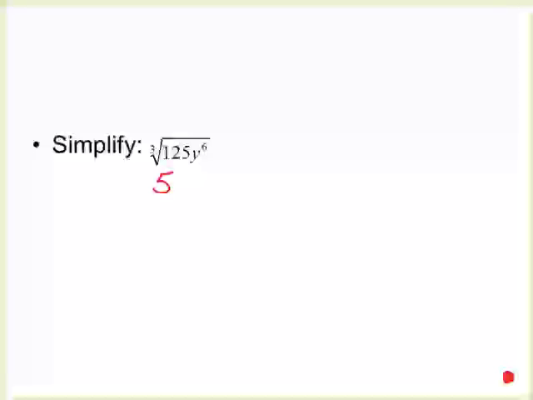Now the cubed root of y to the 6th. What does y to the 6th mean? Y times y, right, that we're multiplying 6 y's together. And if a cubed root is asking what do I multiply 3 times, then I could group these up in groups of 3. How many groups of 3 do I have? 2. So that makes a y squared when I take the root of y to the 6th. So 5y squared is my final answer.